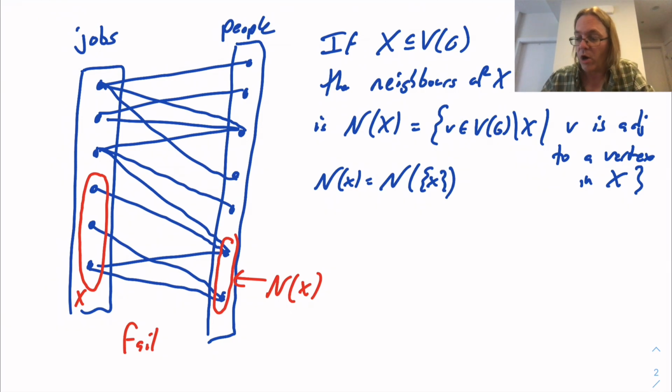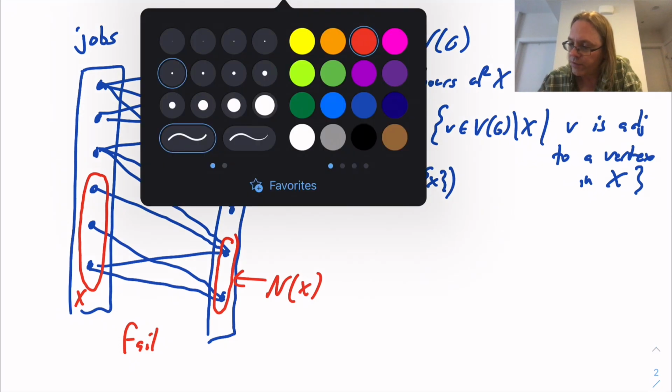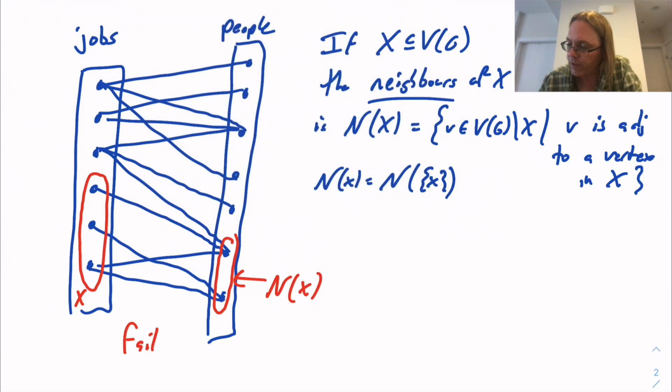So what's going wrong in this instance, the reason we couldn't find this matching with the desired properties, is that this set X, a subset of our jobs, has the feature that the size of N of X is just smaller than the size of X. And whenever that happens, we're just going to be out of luck if we're hoping for this kind of matching. Okay. So this is one new definition here, the neighbors.